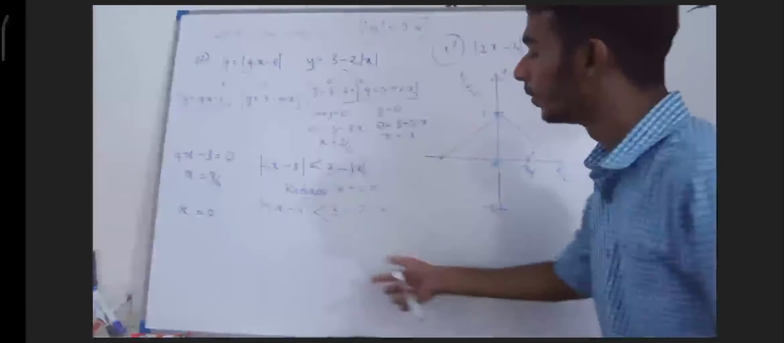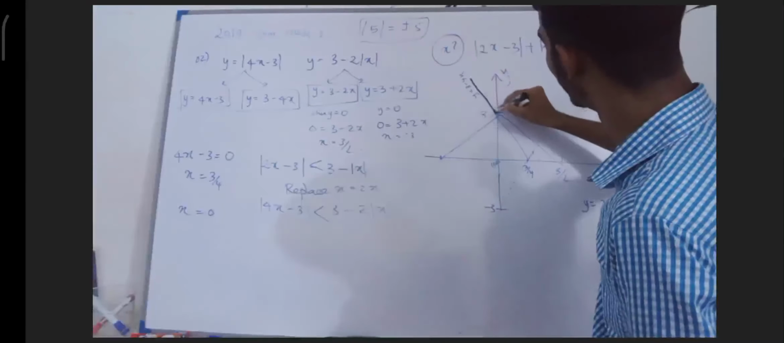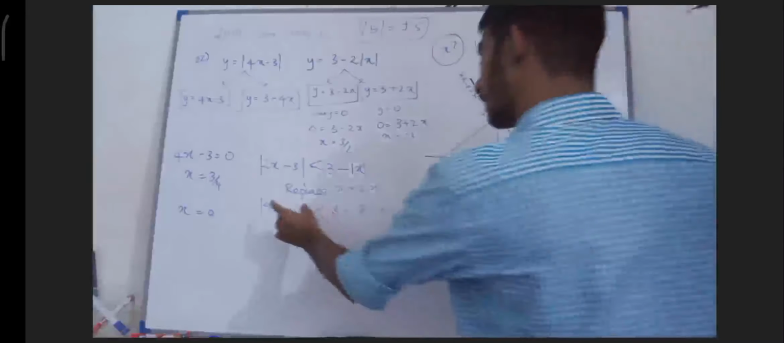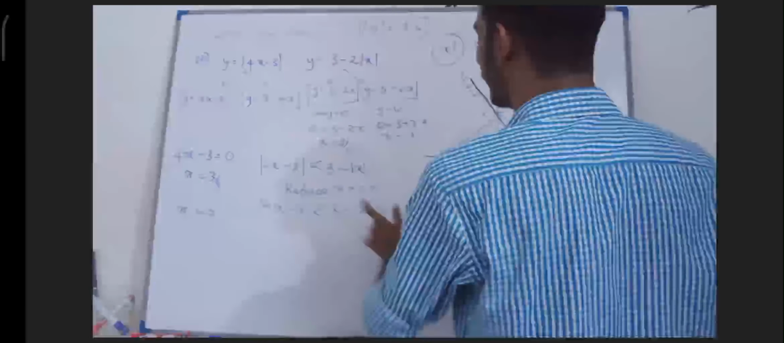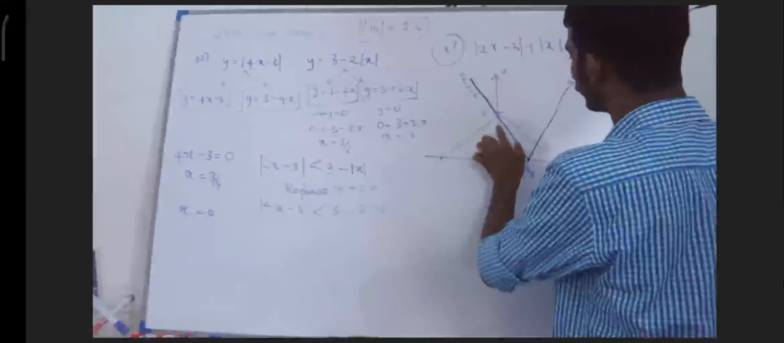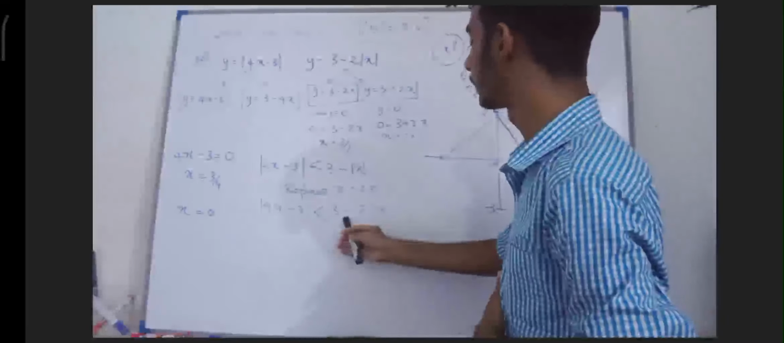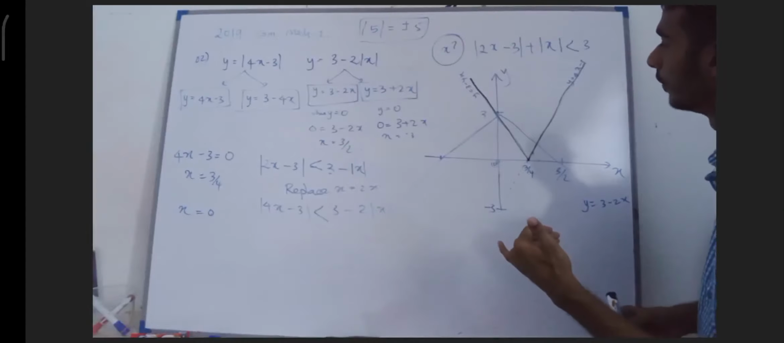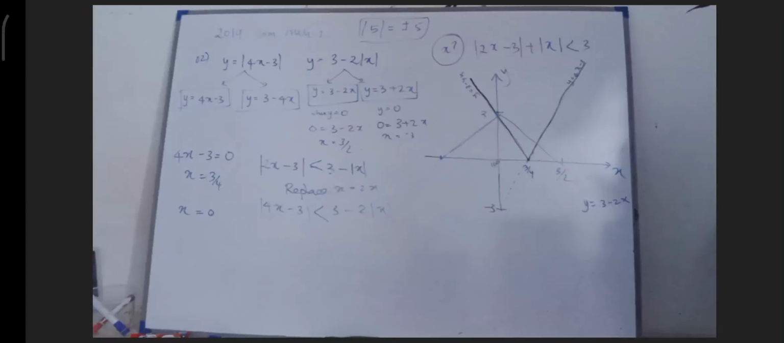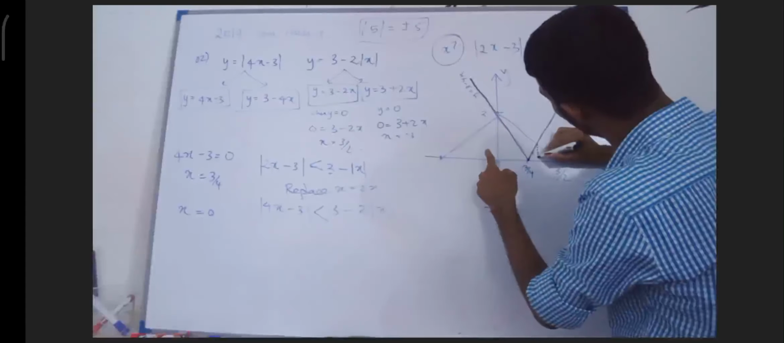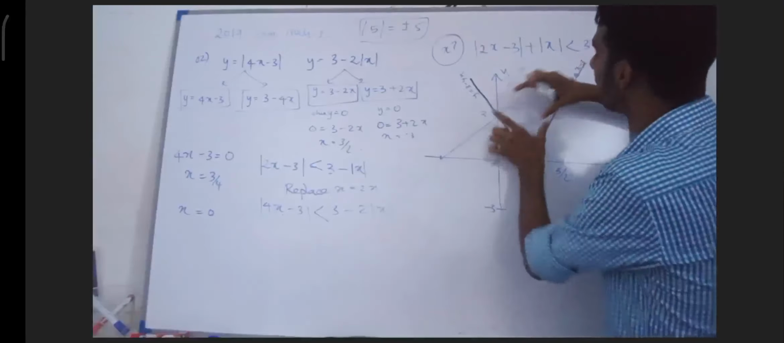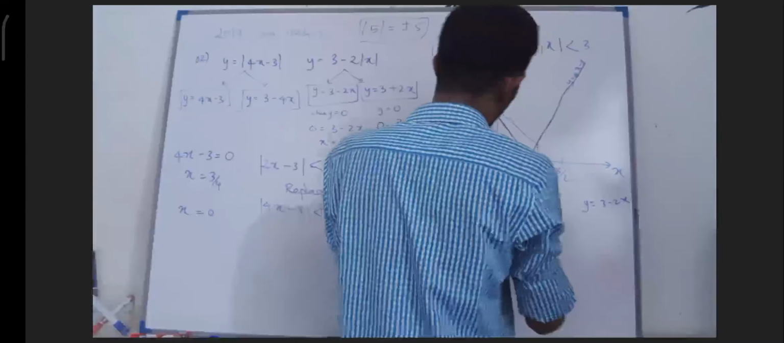So 4x minus 3, let me use a different color to indicate this. 4x minus 3 means like this one. 4x minus 3 should be less than 3 minus 2x. So the graph which I have marked in black color should be below the graph which I have marked in blue color. So that's what I'm going to find here. Now black color is within this range. Within this range, the blue color graph is above the black color one.